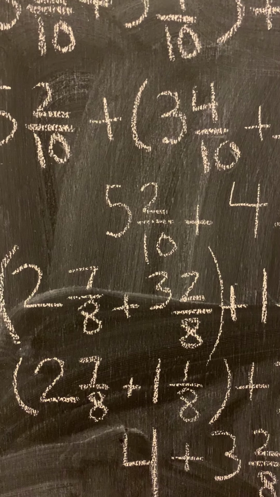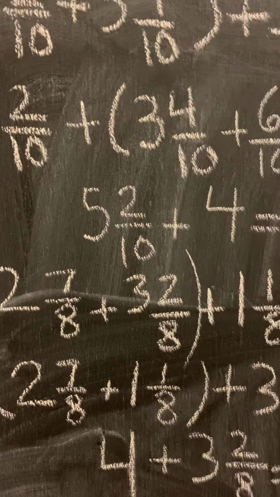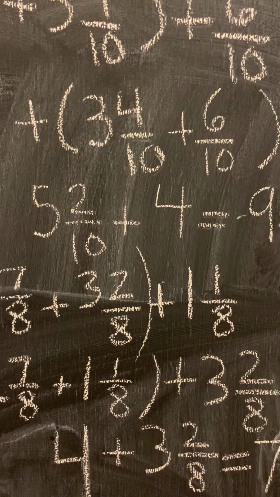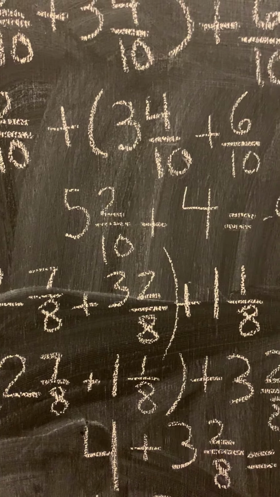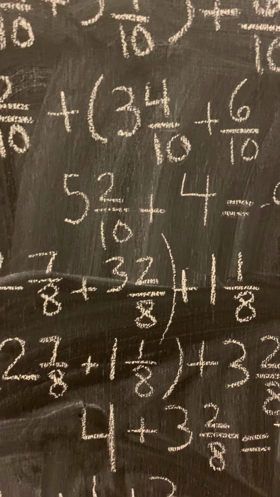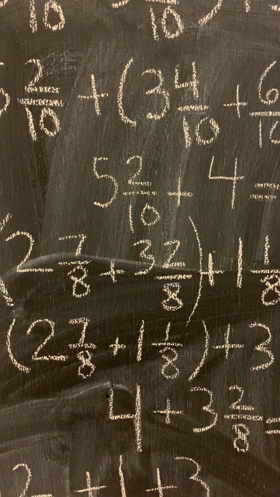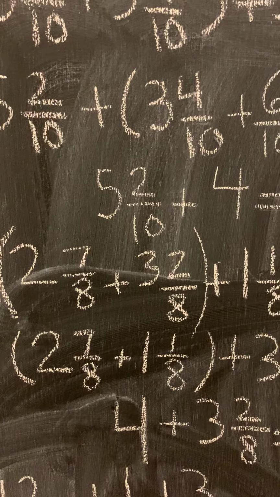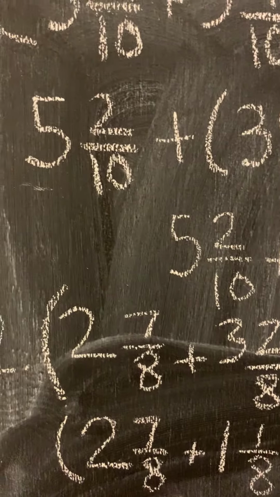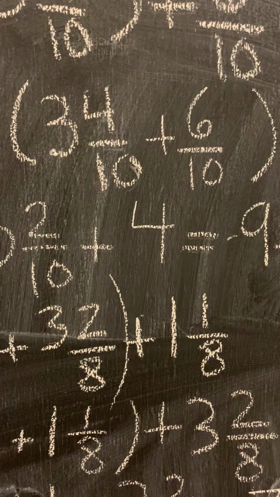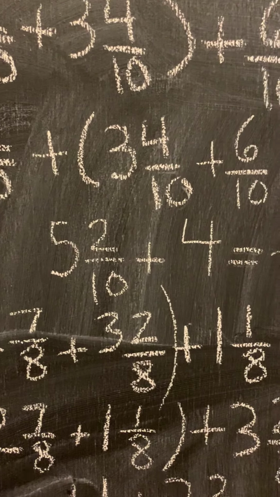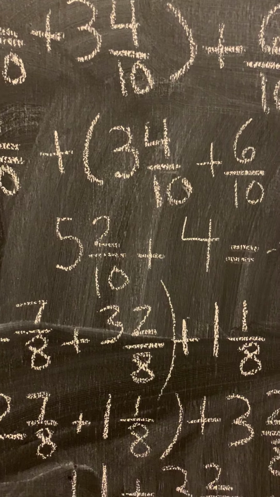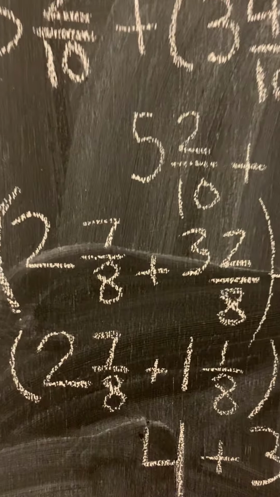So what I'm looking at here is 2 and 7/8 plus 3 and 2/8 plus 1/8. Okay, using the associative property, I want to get that 7/8 and that 1/8 together, because I know that when I add those two, I'm going to get a whole. I'm going to get an extra whole. I'm going to get 8 over 8. So let's use the associative property and get those two together.